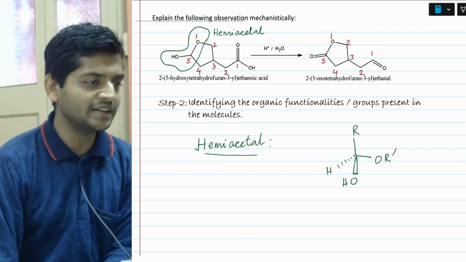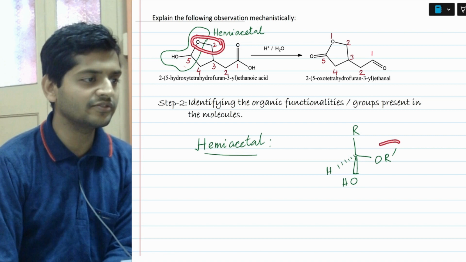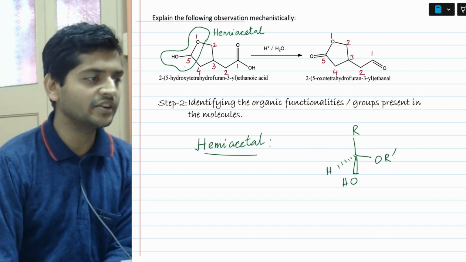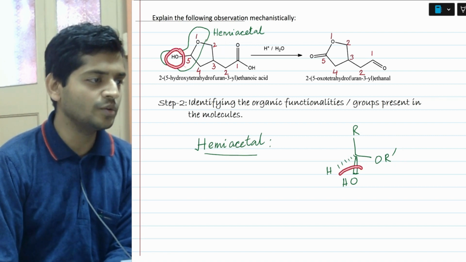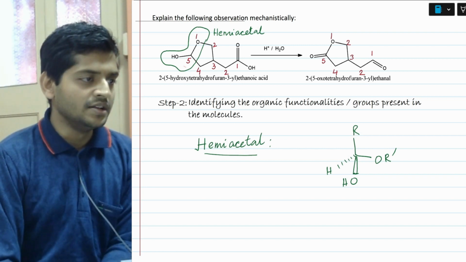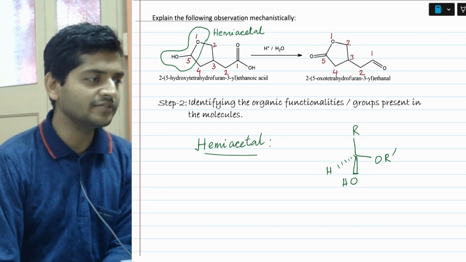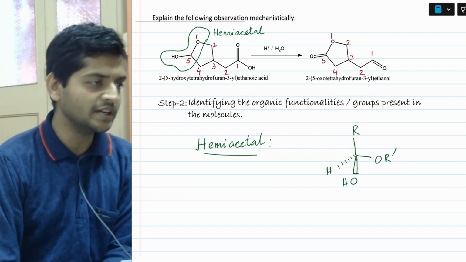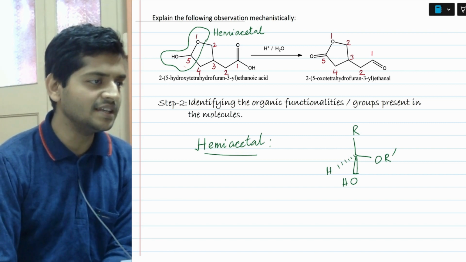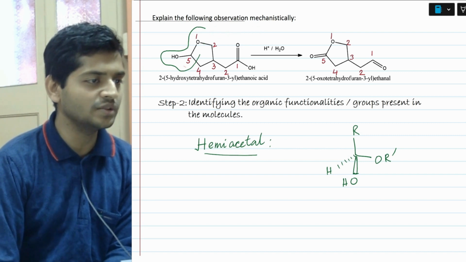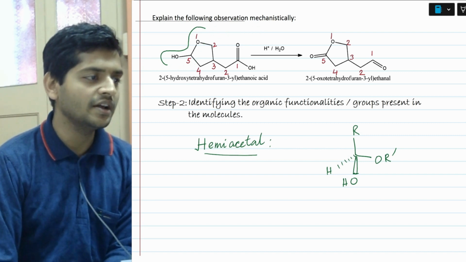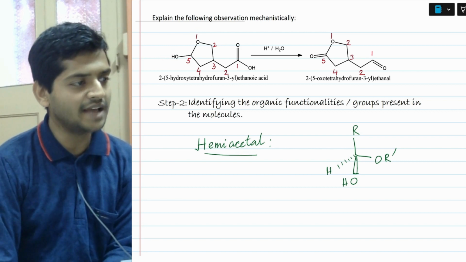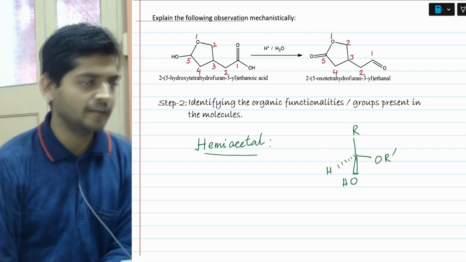So the alkoxy group that is shown can be seen on the molecule that we have on the left hand side of the tetrahydrofuran ring. The hydroxy group is this one, and the alkyl group is the fifth carbon of the tetrahydrofuran ring. So this is the hemiacetal group which we have. Why have I shown this hemiacetal group here? Because we will eventually see that for the conversion of the reactant to the product, or let's say the substrate to the product, this hemiacetal will transform into aldehyde.